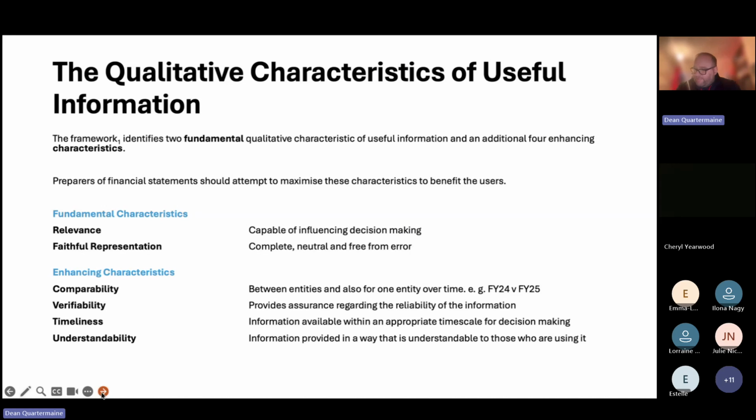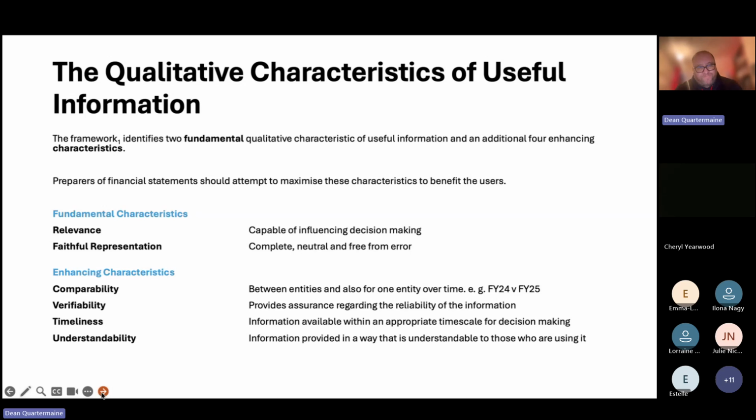So anyone who's done level 3 will have seen this before. The conceptual framework on financial reporting outlines 2 fundamental characteristics of useful information and an additional 4 enhancing characteristics. What the framework says is that anyone preparing financial statements should attempt to maximise all of the characteristics for the benefit of users.